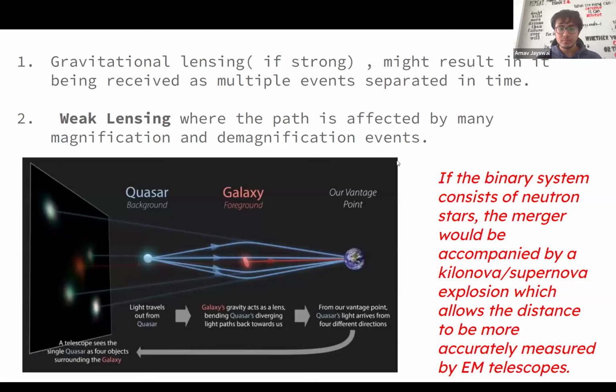So based on that, weak lensing will affect the magnification and demagnification of the gravitational waves, because of which we will have trouble finding out the distance based on the formulae we saw. The one interesting thing to notice is that if the binary system consists of neutron stars, the merger would be accompanied by kilonova or supernova explosions, which allows the distance to be calculated more accurately, measured by EM telescopes.